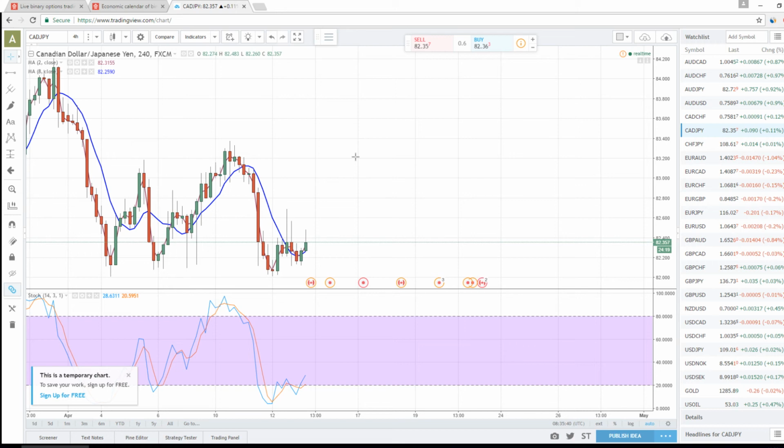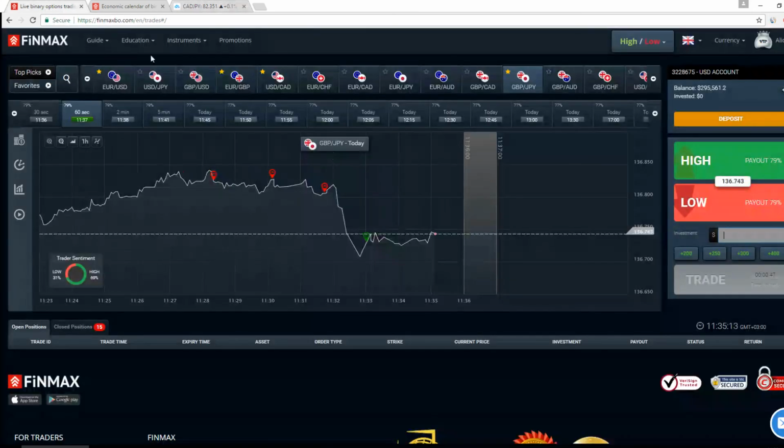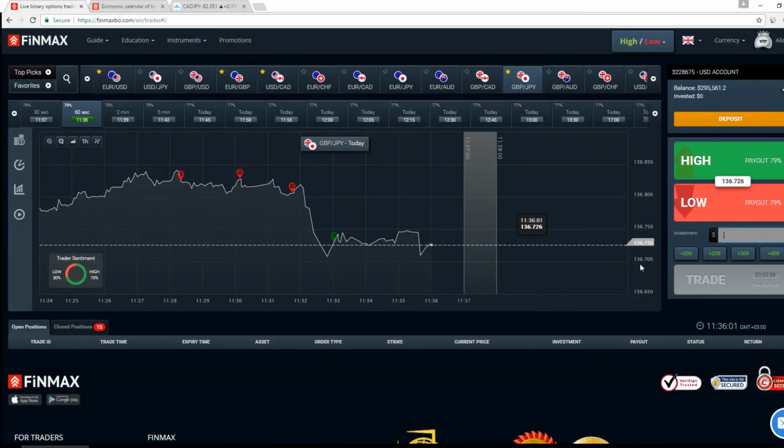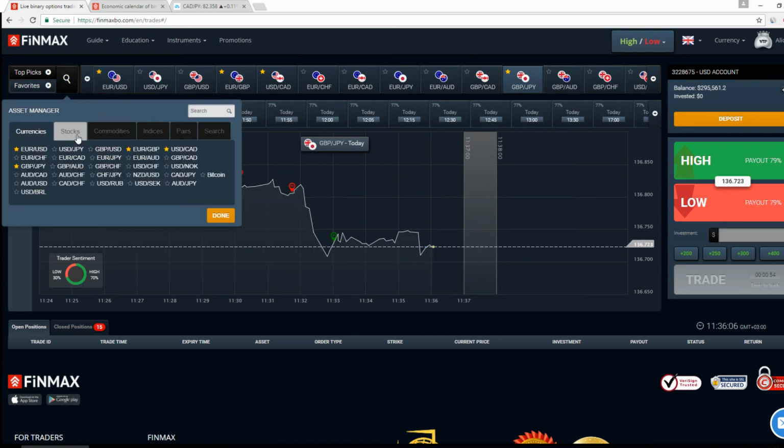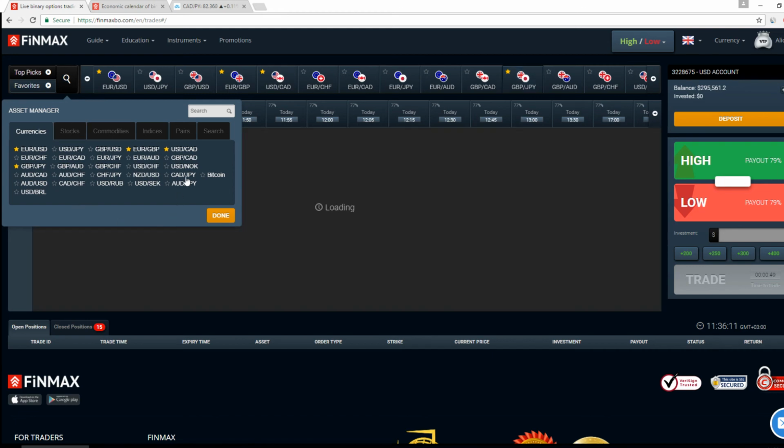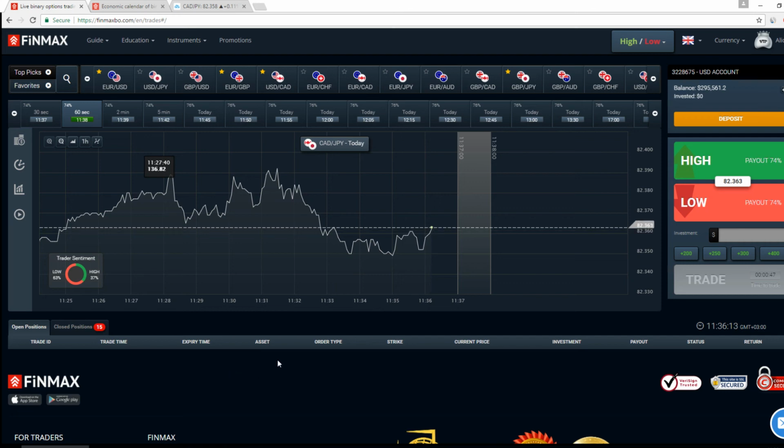Here there is a pretty interesting situation, pretty good potential for the further growth of these assets, so I'm gonna open the trade. I'm gonna enter the trade for Canadian against Japanese yen to see what we can do here.